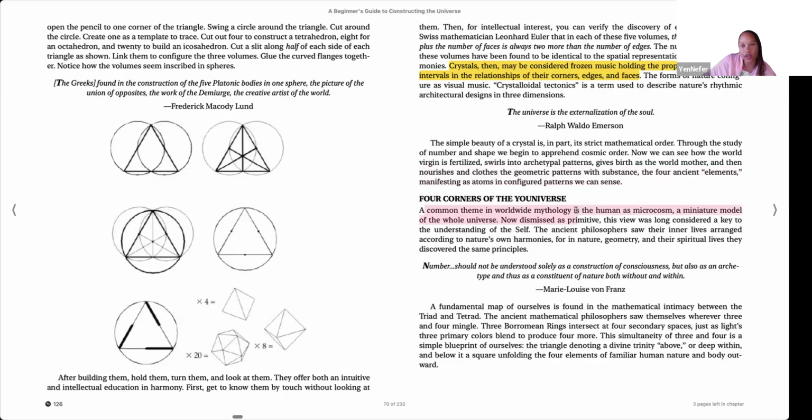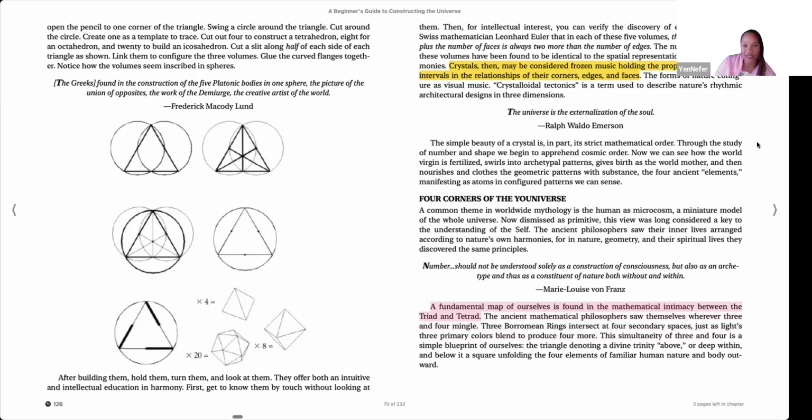A common theme in worldwide mythology is the human as microcosm, a miniature model of the whole universe. Now dismissed as primitive, this view was long considered a key to the understanding of the self. The ancient philosophers saw their inner lives arranged according to nature's own harmonies. For nature, geometry, and their spiritual lives, they discovered the same principles. A fundamental map of ourselves is found in the mathematical intimacy between the triad and the tetrad.